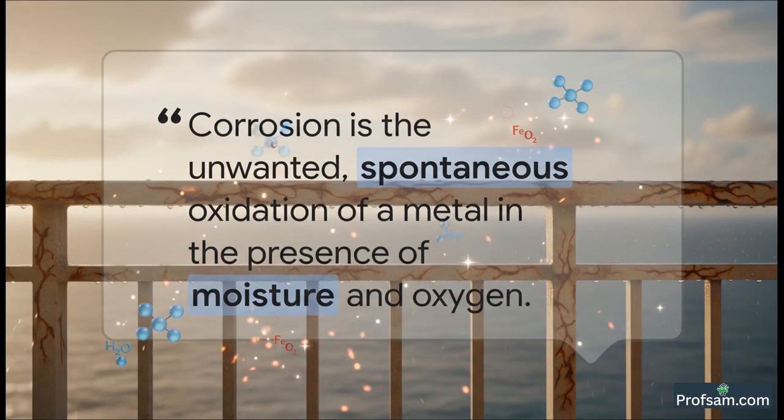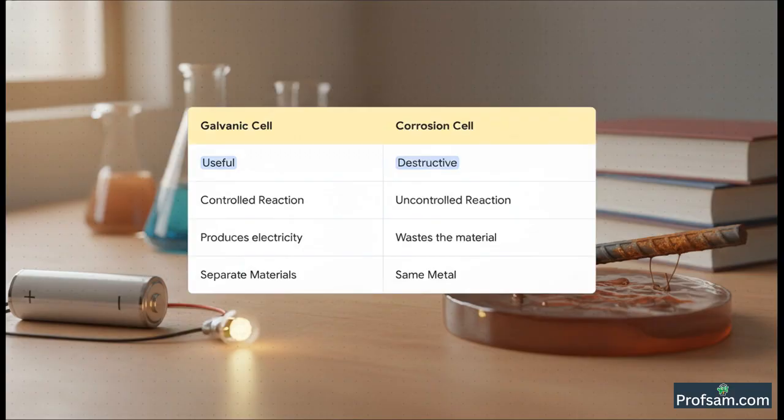So for your examinations, this is the definition you must remember. Please note it down. Corrosion is the unwanted, spontaneous oxidation of a metal. And what are the two essential conditions? The presence of moisture, that is water, and the presence of oxygen. Both are required. Now look at this comparison. It is very useful for clearing your concepts.